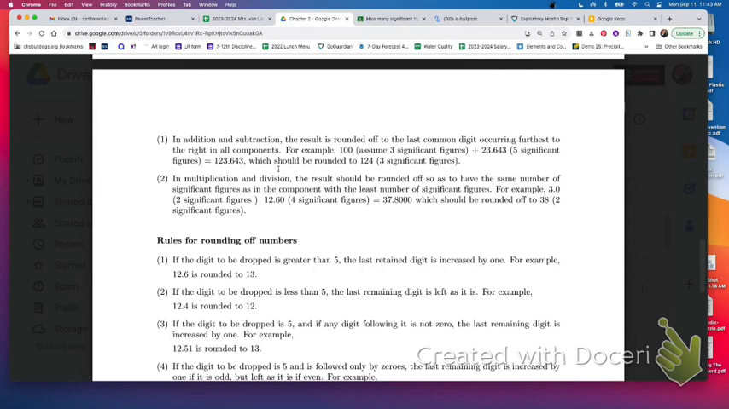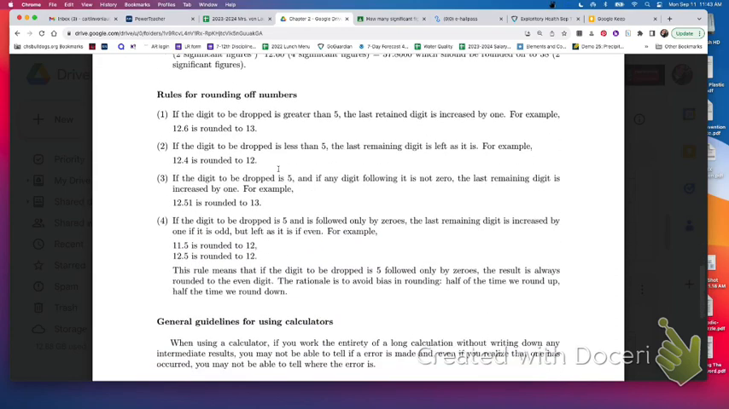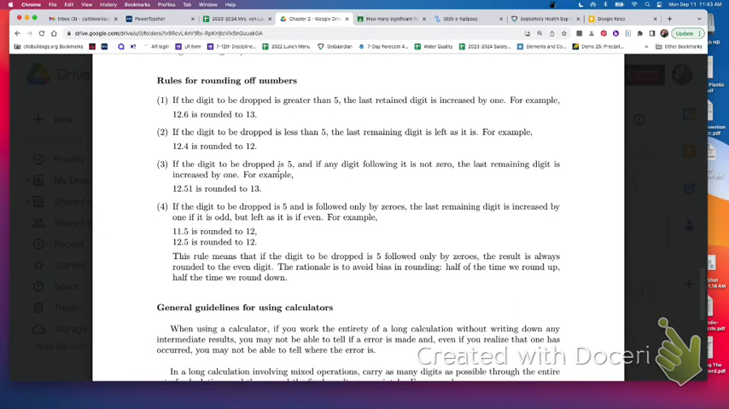Now let's talk a little bit about rules for rounding. Okay, most of these are going to be the same rules you've been using for rounding your entire math career. So they shouldn't be all that unusual. If the digit you're dropping is greater than 5, then the last digit that you are keeping goes up by 1. That's pretty standard, right? If the digit you're dropping is less than 5, then the last digit is just left as is.